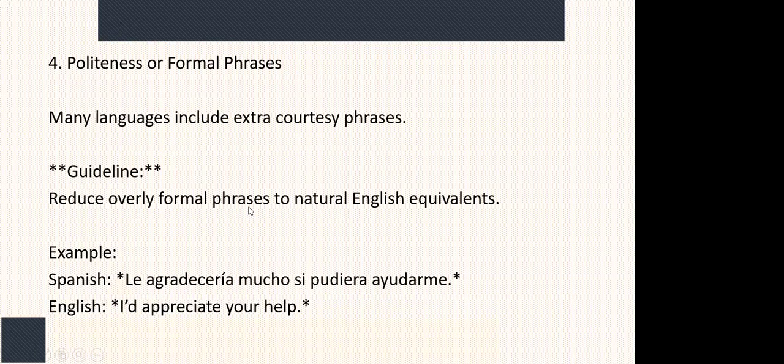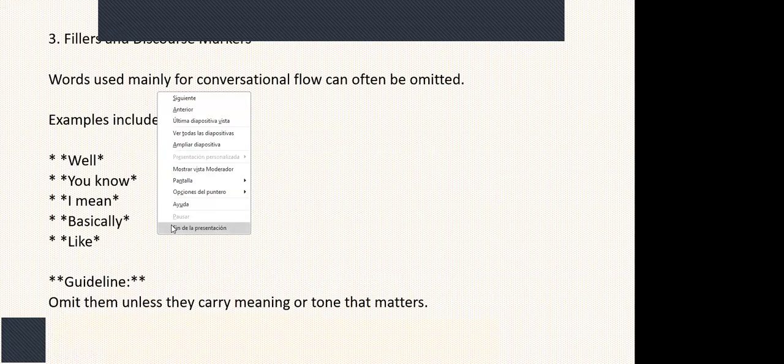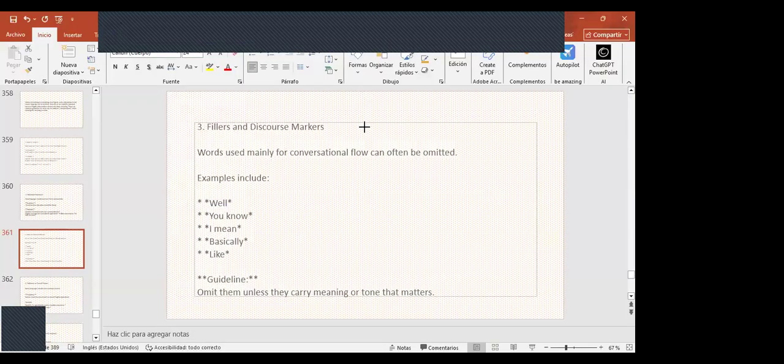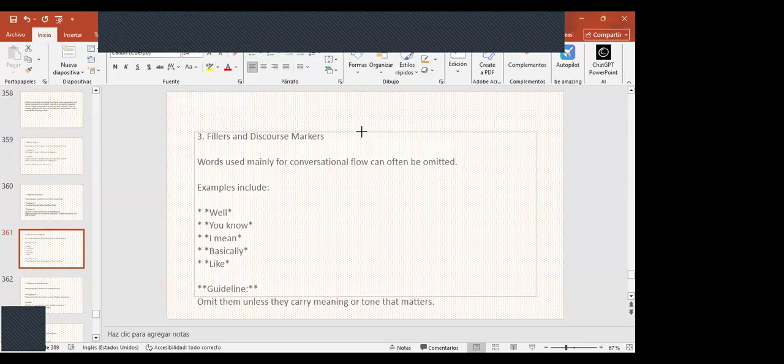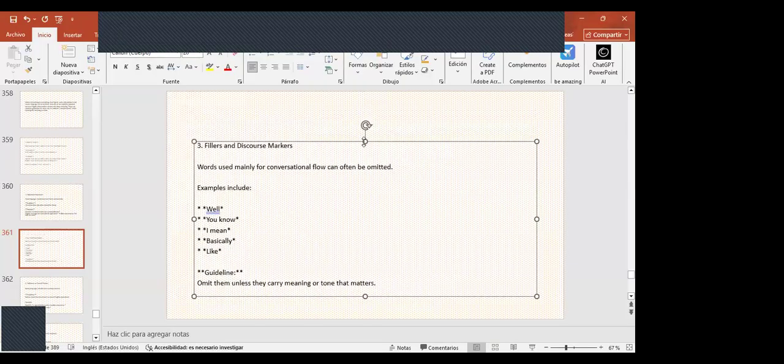Let me just move this a little bit. Let me just go back a little bit here. This deserves to be moved a bit. Just a second. Okay. Just go down a bit, probably. Okay.